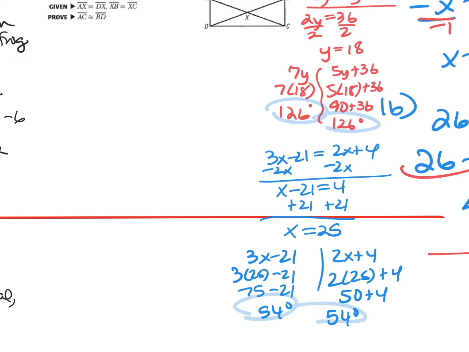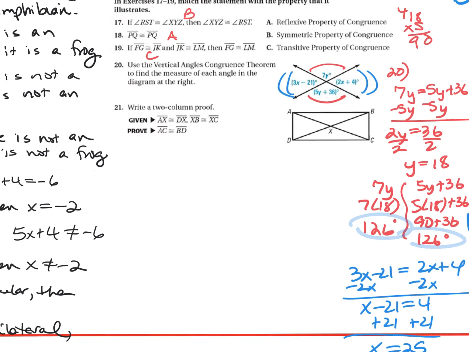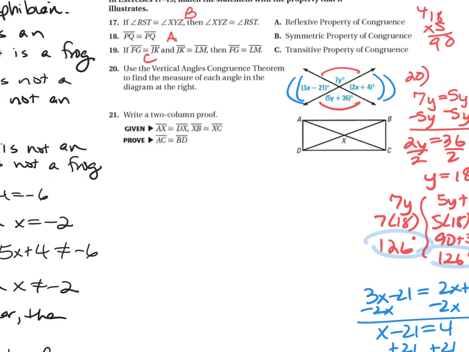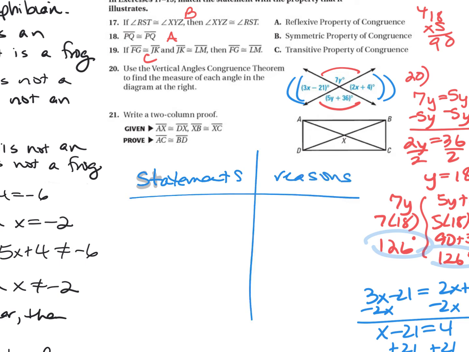And then lastly, the proof. So here, statements, reasons. So number 1, AX is congruent to DX, and XB is congruent to XC. Given.